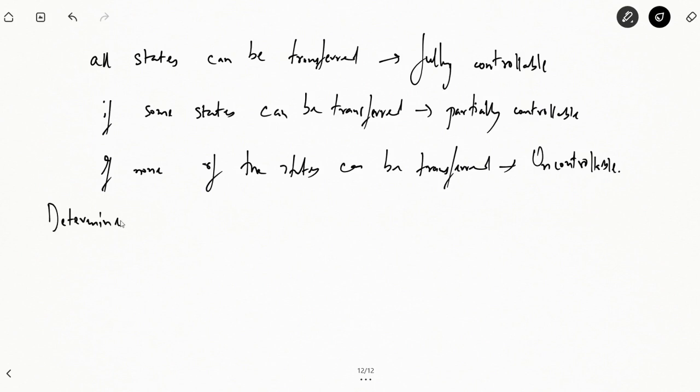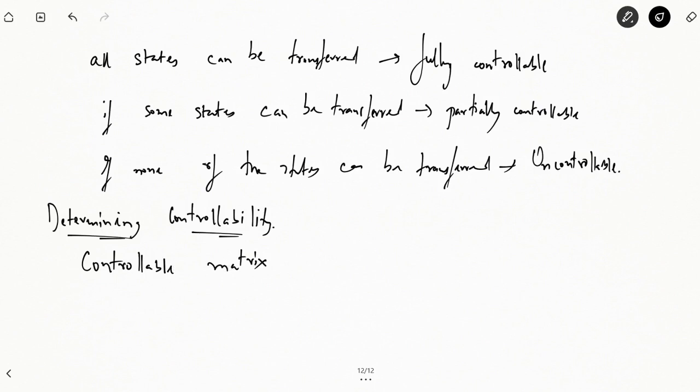Right? So there is a system that can be controllable, and if it has this property, the property itself is known as controllability. So how do we determine whether a system is controllable or not, whether the system has this property of controllability or not? For that, we basically find a matrix that is known as the controllability matrix.